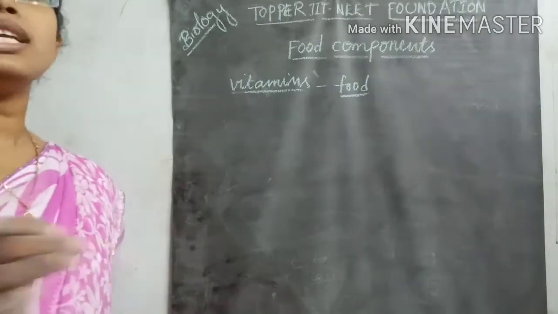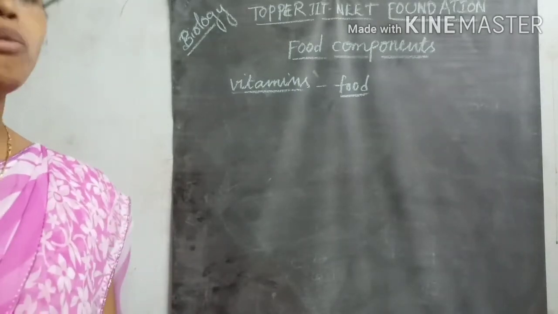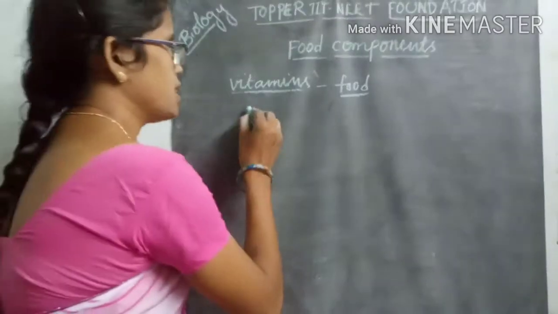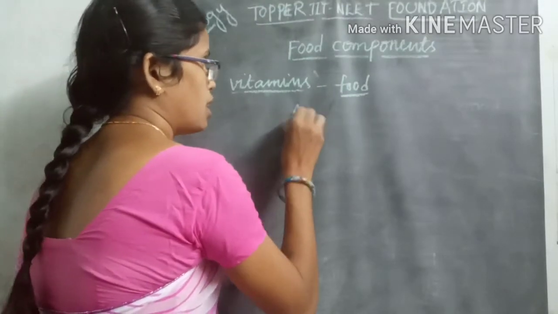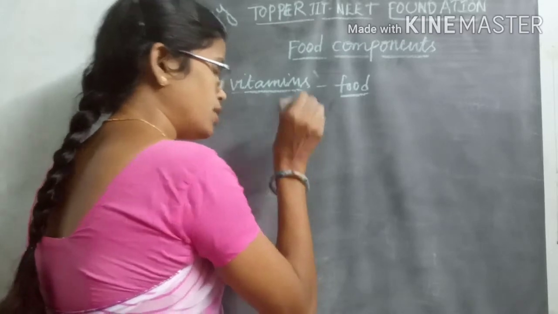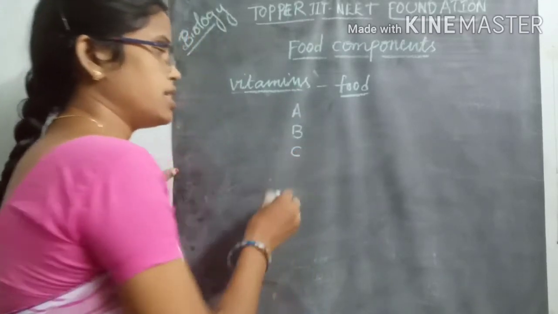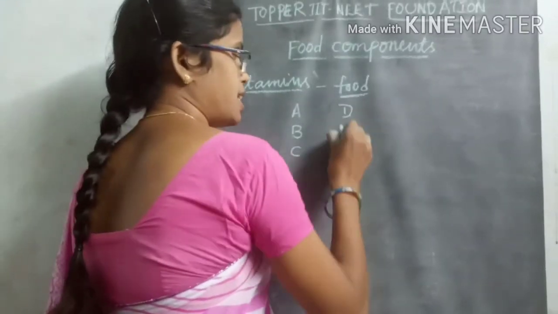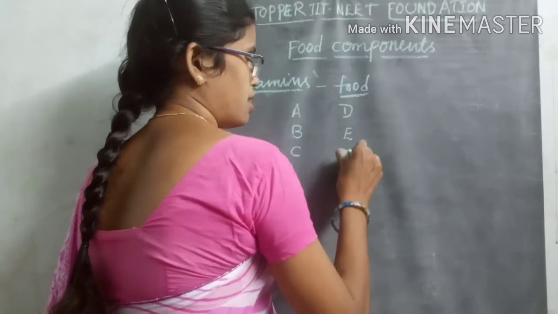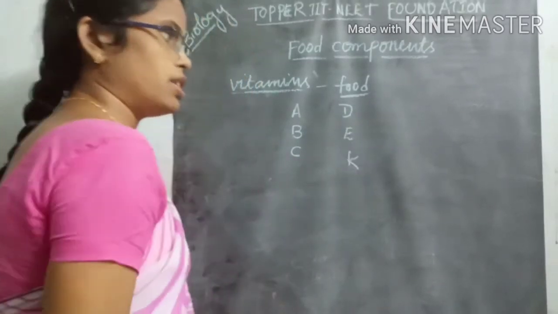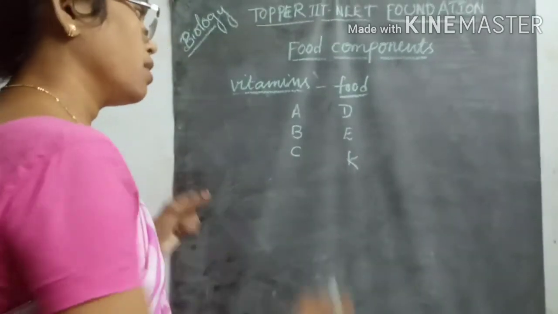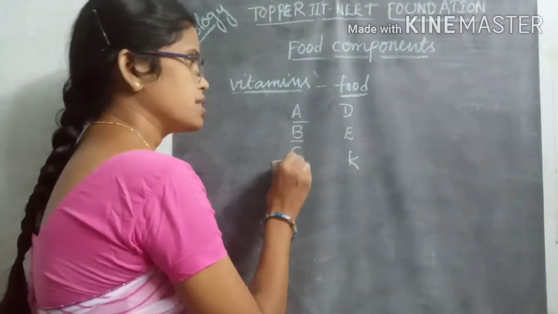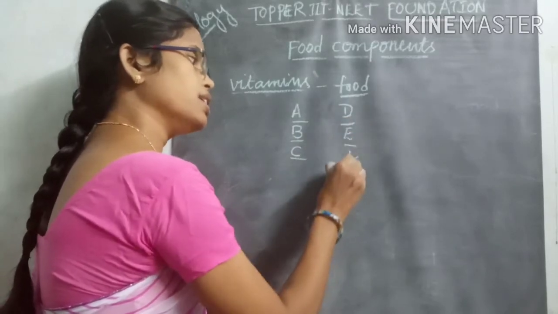Then these vitamins are divided into many types. In nature there are different types of vitamins, like vitamin A, vitamin B, vitamin C, D, vitamin E, vitamin K. So these are the different varieties of vitamins. A, B, C, D, E, K.